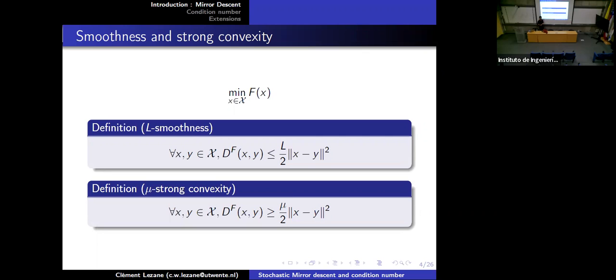And then also in the literature, people also consider a lower bound, which we usually call mu strongly convex, the strong convexity, which is the same thing, but this time it's a lower bound corresponding to mu.